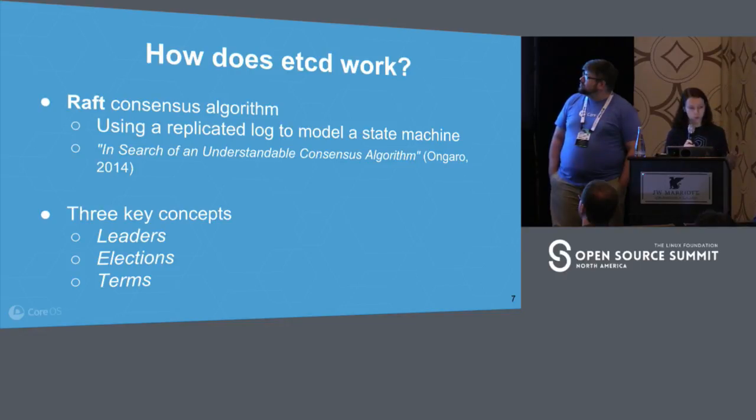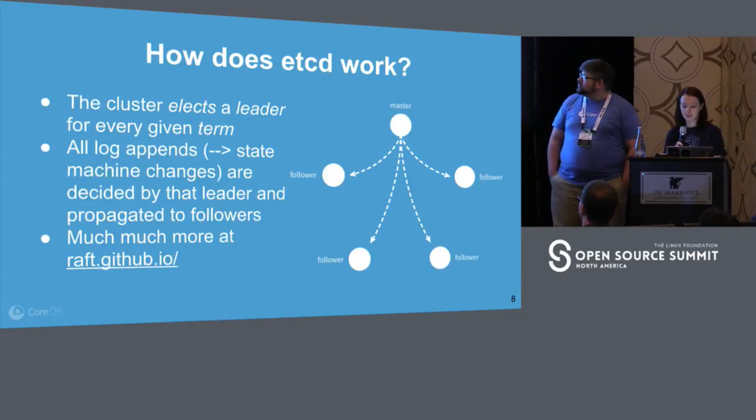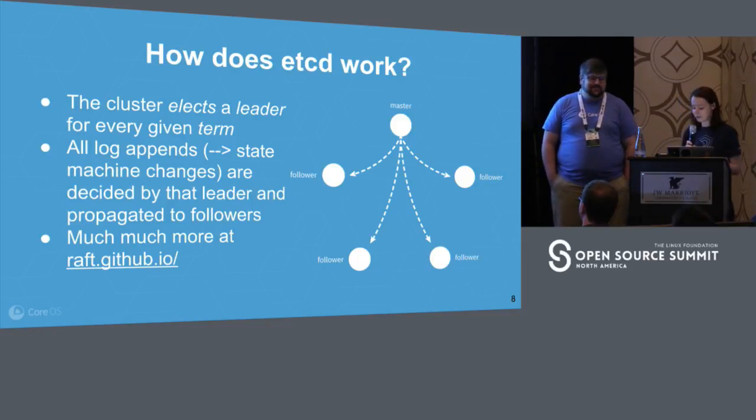So how does etcd work? It's based on the Raft algorithm and is centered around three key concepts: leaders, elections, and terms. So each cluster is a healthy little micro-democracy. It elects a leader for a given term. That leader pushes updates to the followers. If the leader is killed, which would be very tragic, the cluster will elect a new leader and things will carry on as normal.